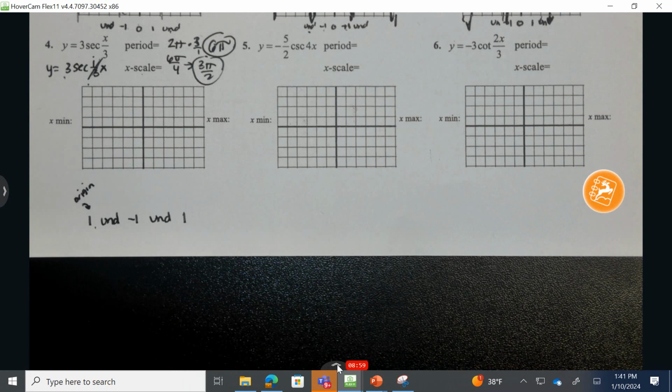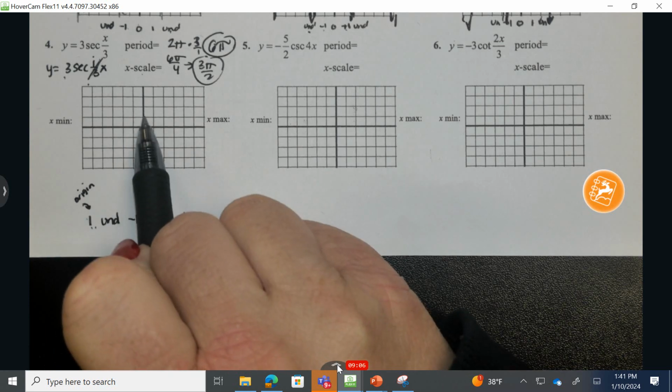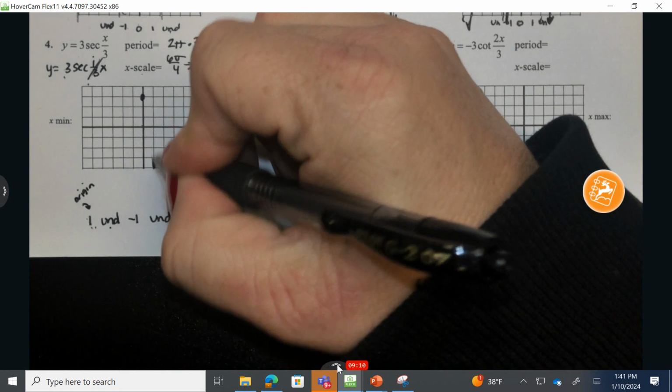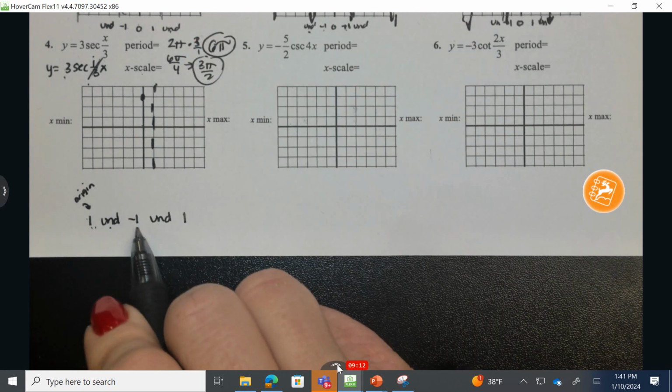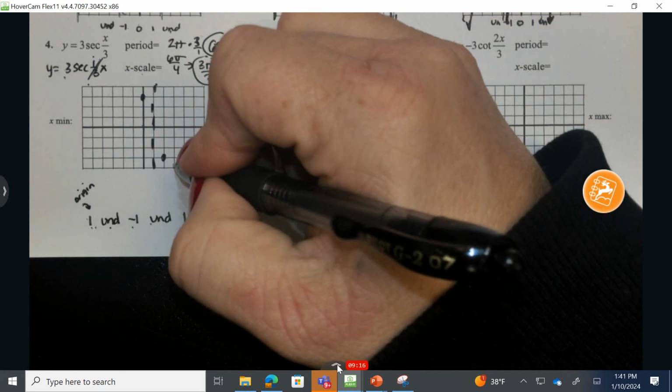Now I need to address the 3 out front, which is the amplitude of this. So here we go. At 0, I should have an output of 1, but now I have an output of 3. My next step is going to be undefined. Negative 1 times 3 is negative 3. Then it's undefined.